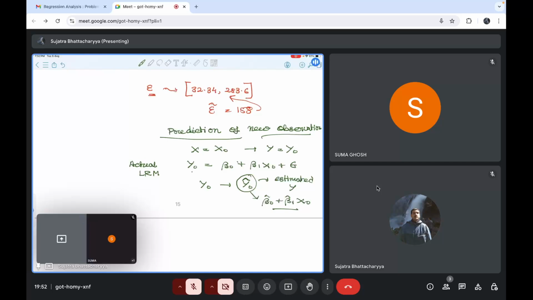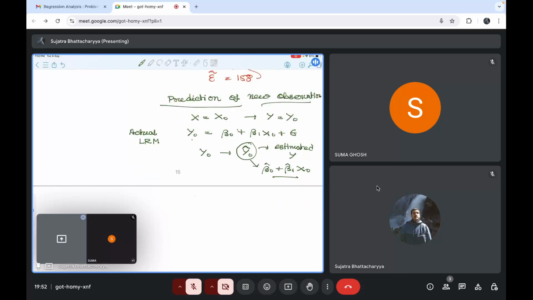Okay. So using y naught hat, can we find an interval of some significance, of some alpha significance?